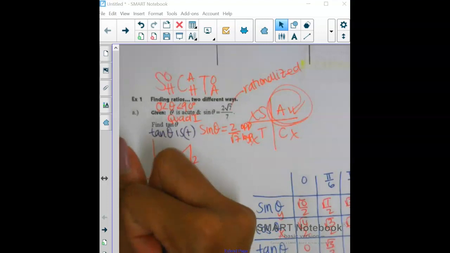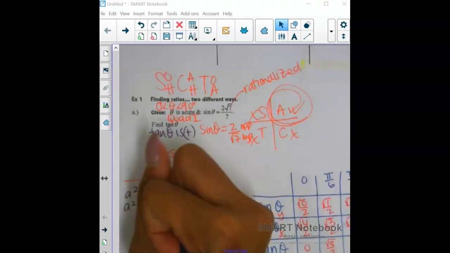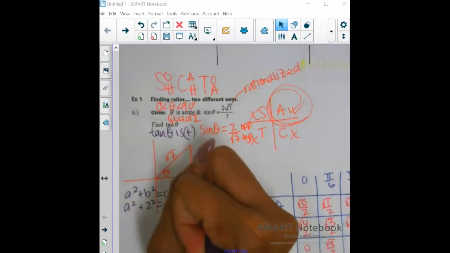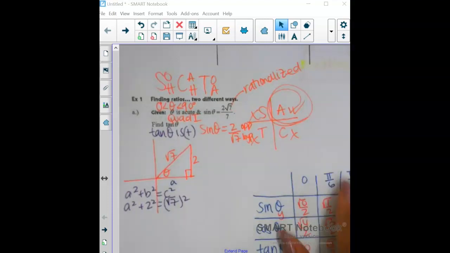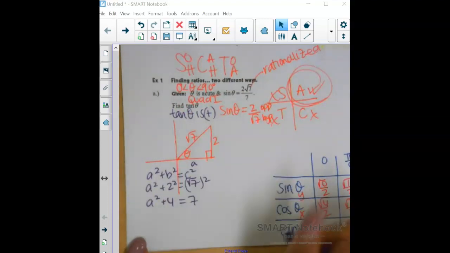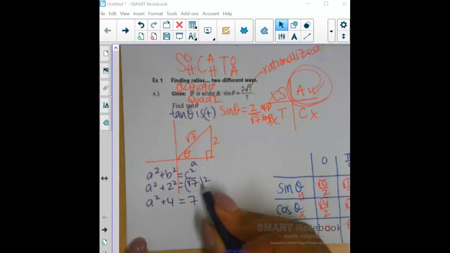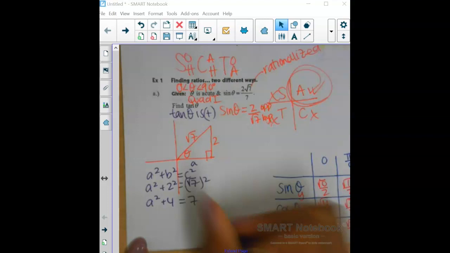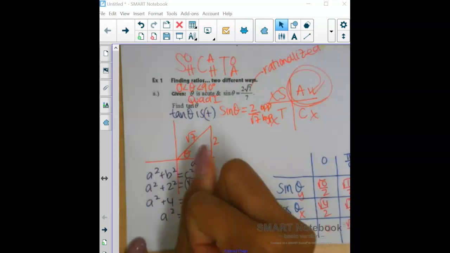So A we'll say is A, B we'll say is 2, and C is the square root of 7, which we're going to square. So I'm going to go ahead and simplify. A squared plus 4 is going to equal 7, because the square root of something that's already being squared, those two signs cancel. I'm going to subtract 4 on each side, so this will give me 3. And then I'll square root each side.